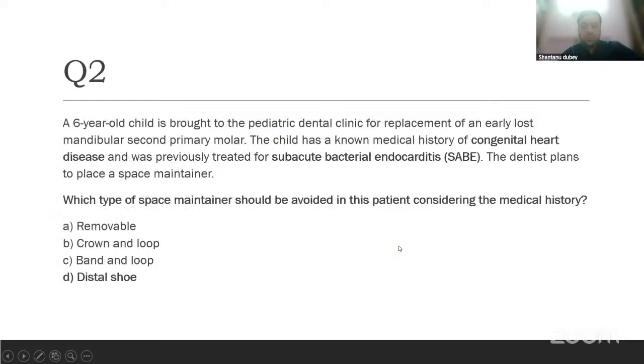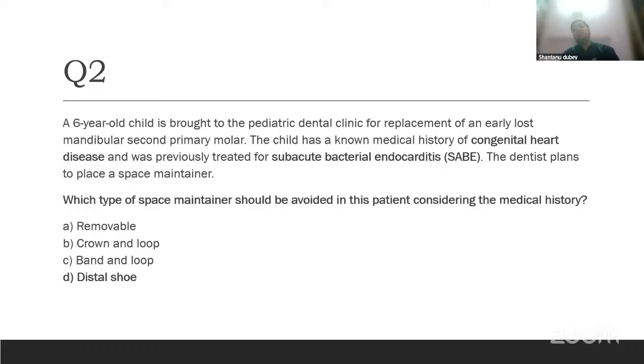The second question is, a 6 year old child is brought to the pediatric dental clinic for replacement of an early loss of mandibular second primary molar. The child has a known medical history of congenital heart disease and was previously treated for subacute bacterial endocarditis. SABE is subacute bacterial endocarditis. The dentist plans to give a space maintainer. Which type of space maintainer should be avoided in the patient considering the medical history?